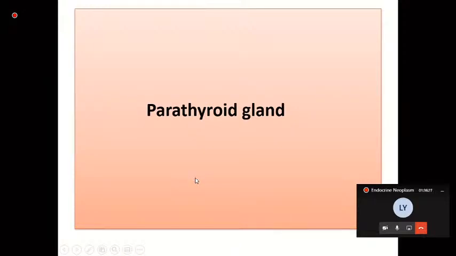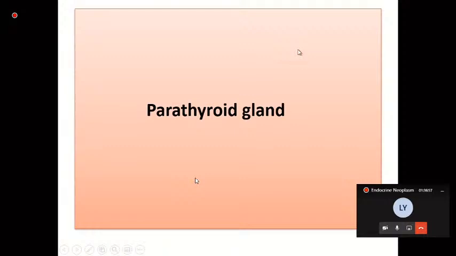The most important thyroid neoplasms are papillary and medullary carcinoma. There are other neoplasms, but I give you the most common. You also have anaplastic thyroid carcinoma, Hürthle cell carcinoma, and lymphoma. But the most common are the three tumors: papillary, medullary, and follicular.